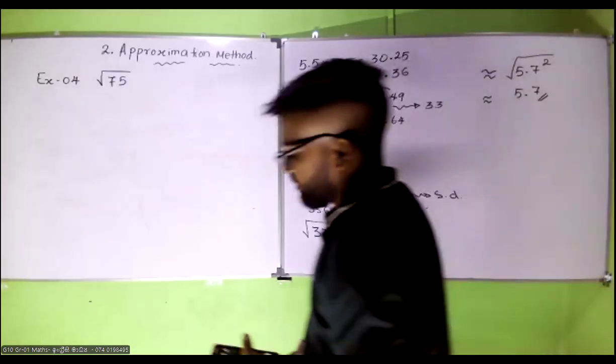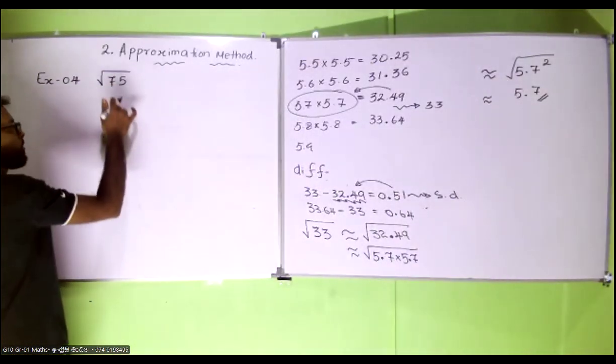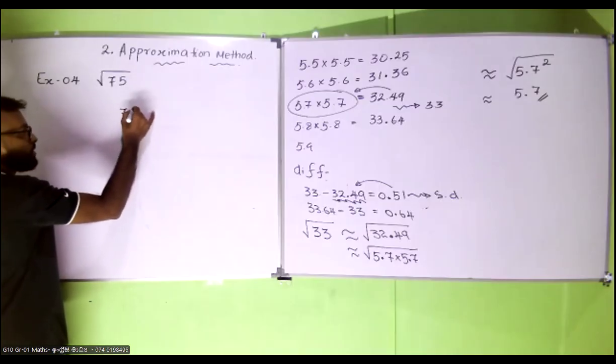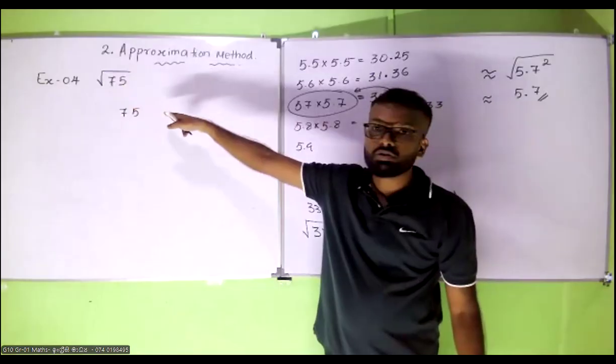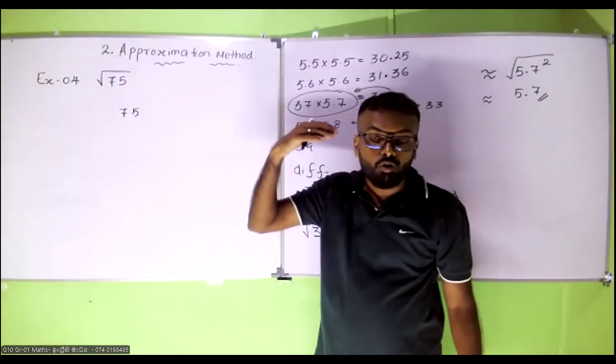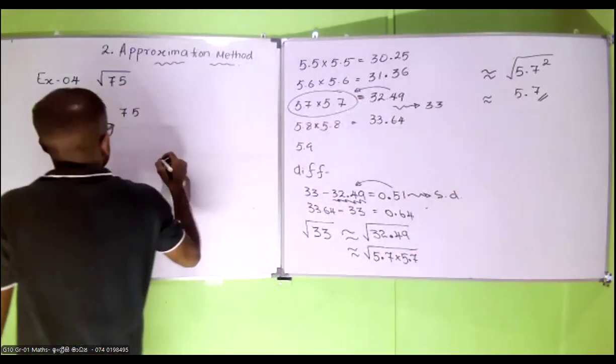Okay. Example number 4. Square root of 75. So I will take the 75 here. Now eyes on the board. Focus on the board. Don't do anything. Now think with me. Mark the key. Think with me.